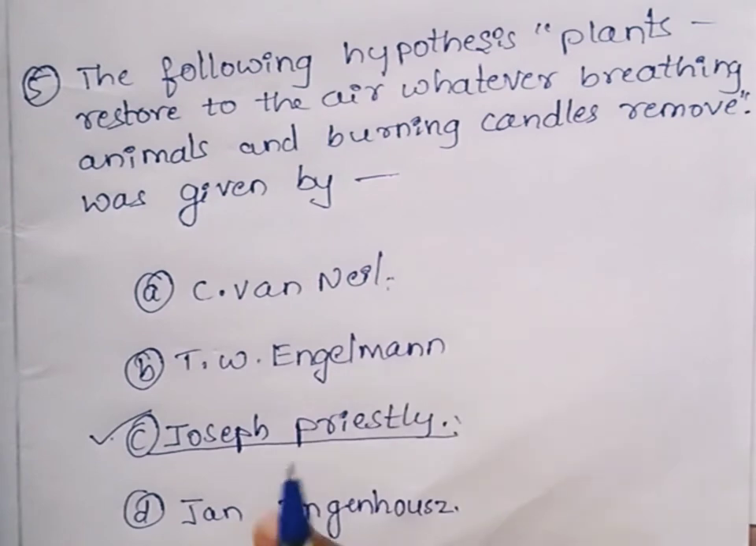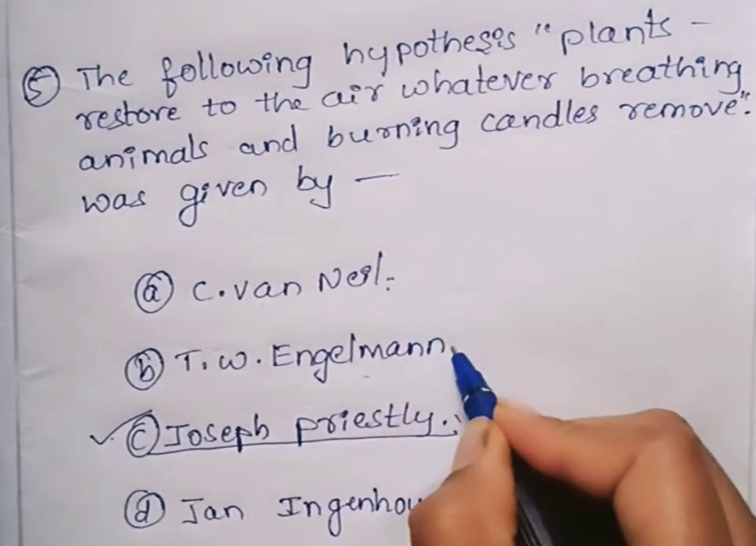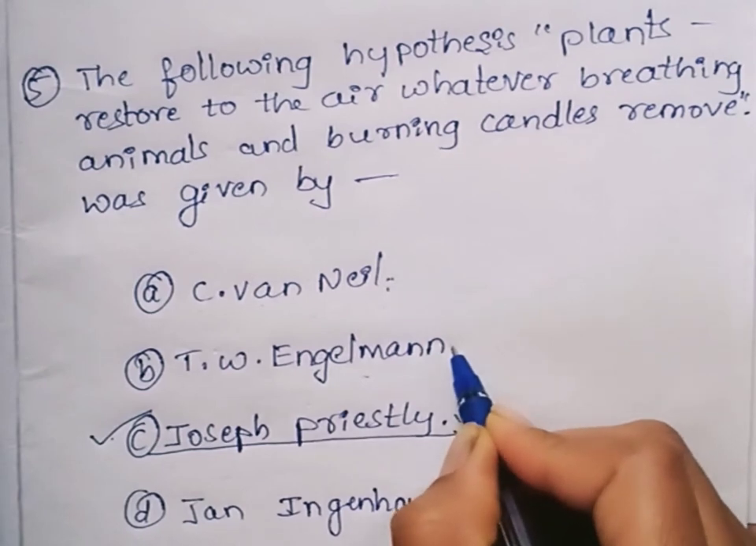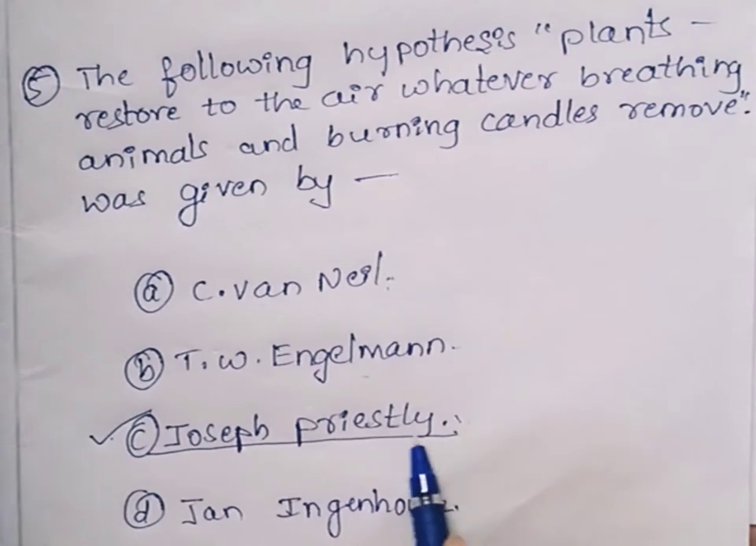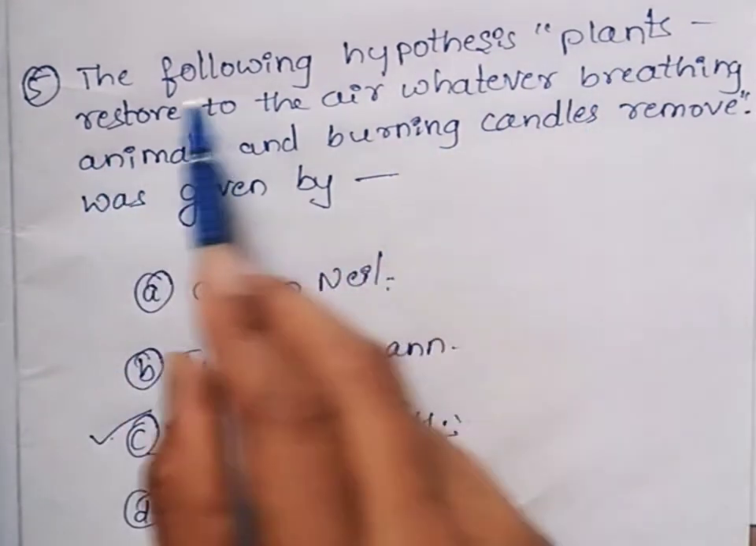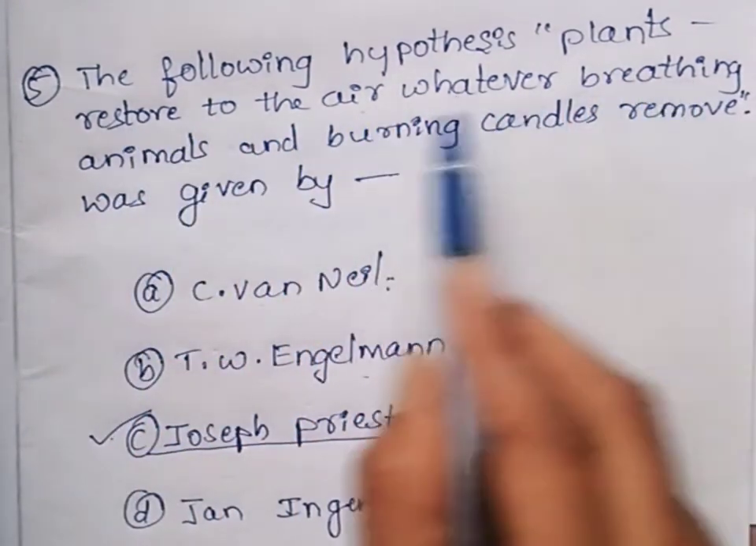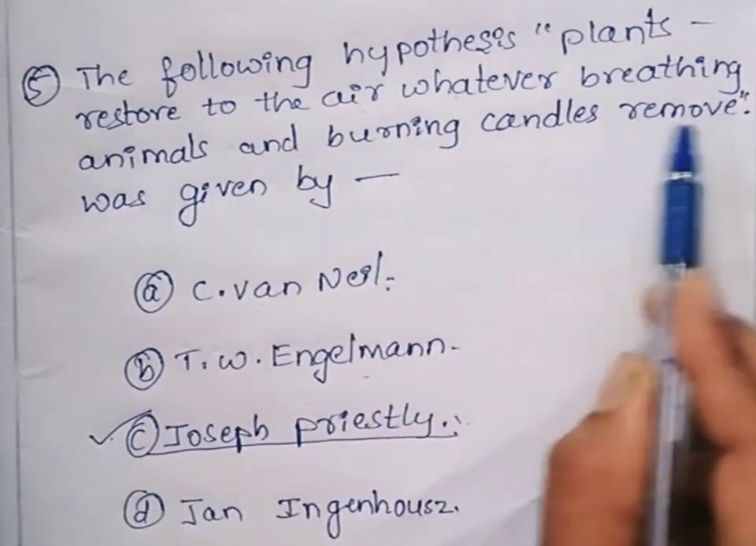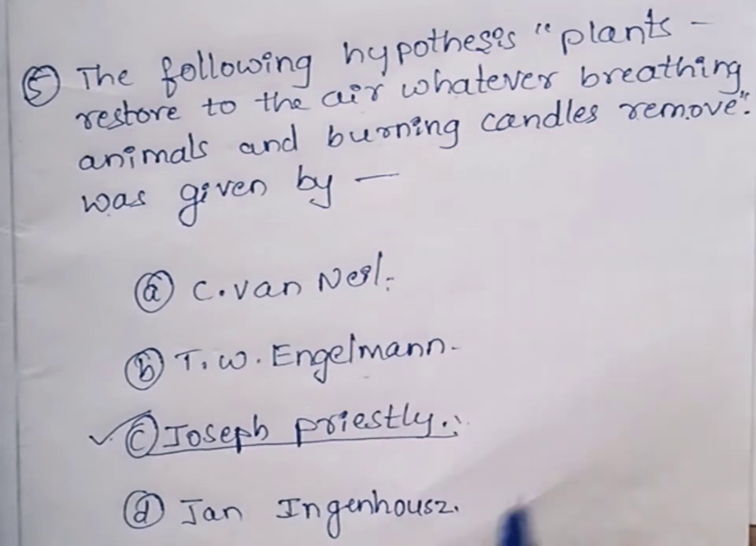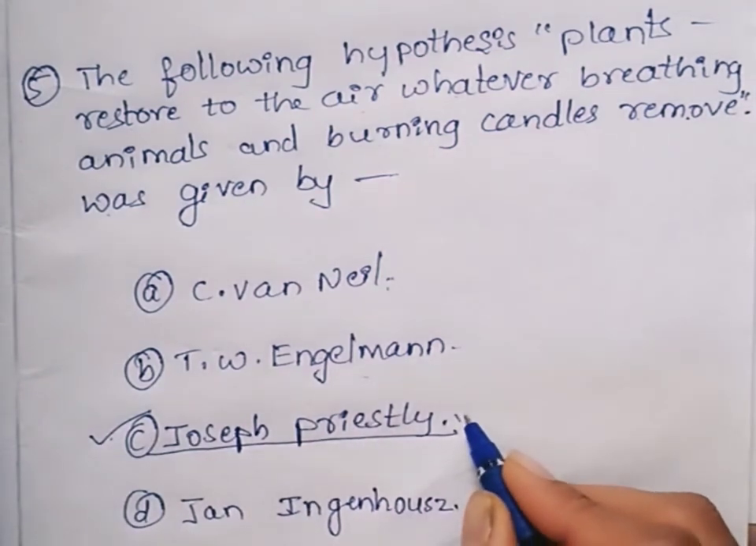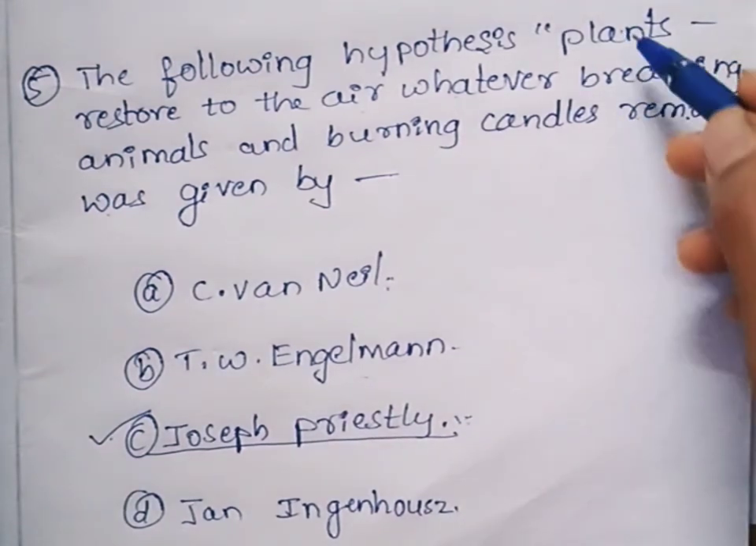Next, Engelmann. Engelmann explained about the action spectrum of photosynthesis by using the aerobic bacteria, and Joseph Priestley, according to him, the plants restore to the air whatever breathing animals and burning candles remove. Okay, so that's why the correct answer for this question is Joseph Priestley. So this hypothesis was given by Joseph Priestley.